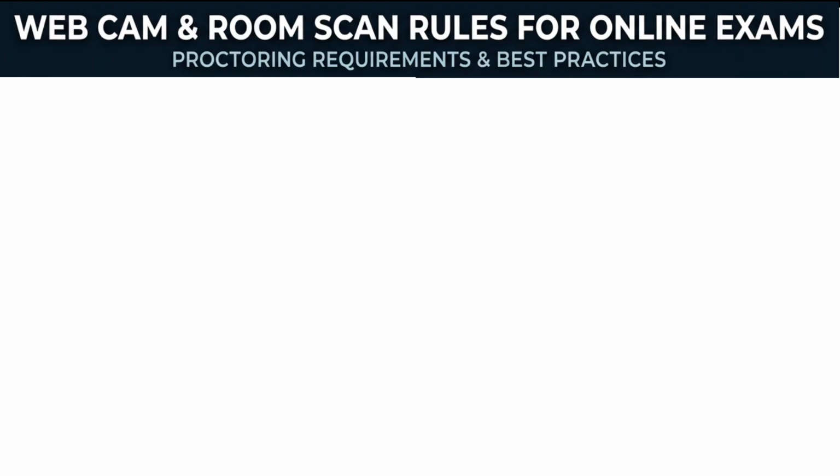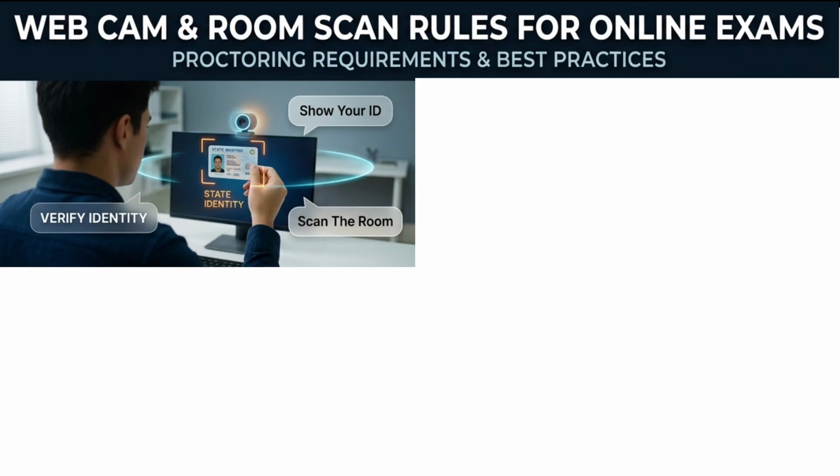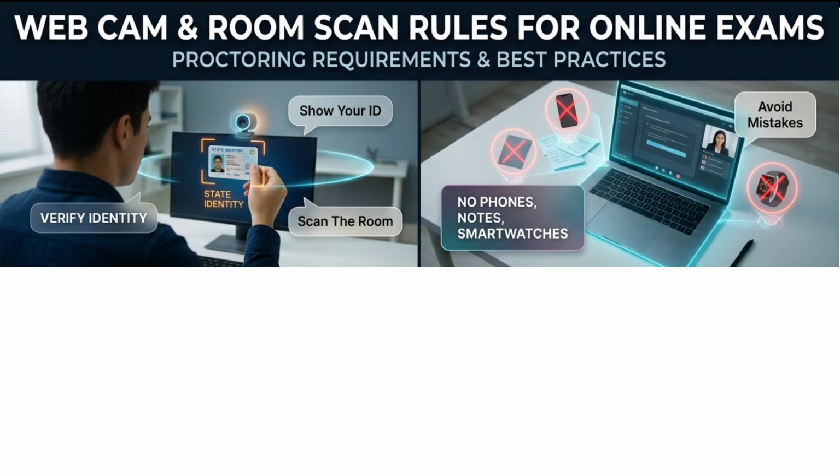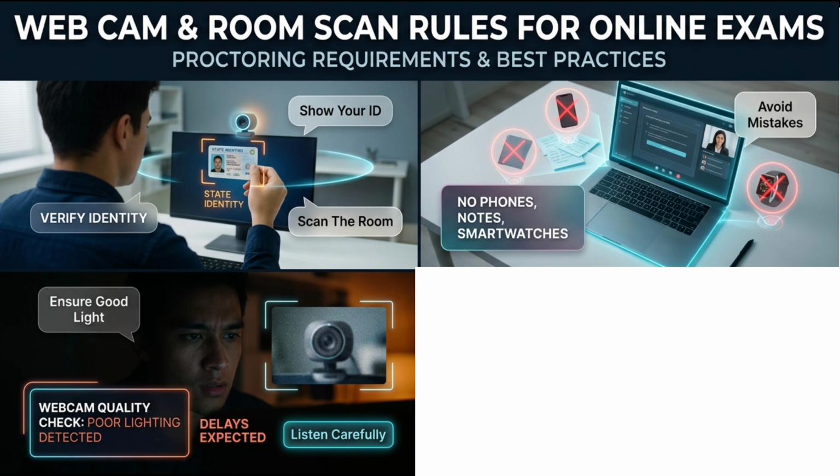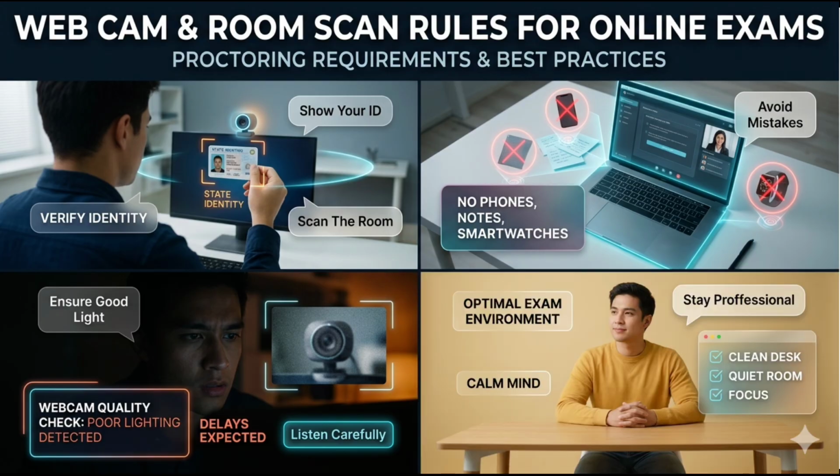Webcam and room scan rules. During online proctored exams, candidates are usually required to show their desk, room, webcam, and ID card. The proctor basically checks for prohibited items like phones, notes, smartwatches, or extra monitors. Also, poor lighting or unclear webcam quality can delay the process. Additionally, a clean desk and quiet environment help avoid unnecessary warnings.